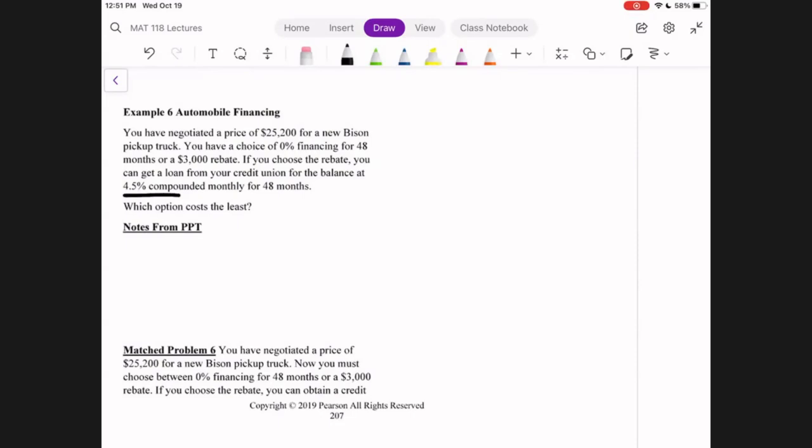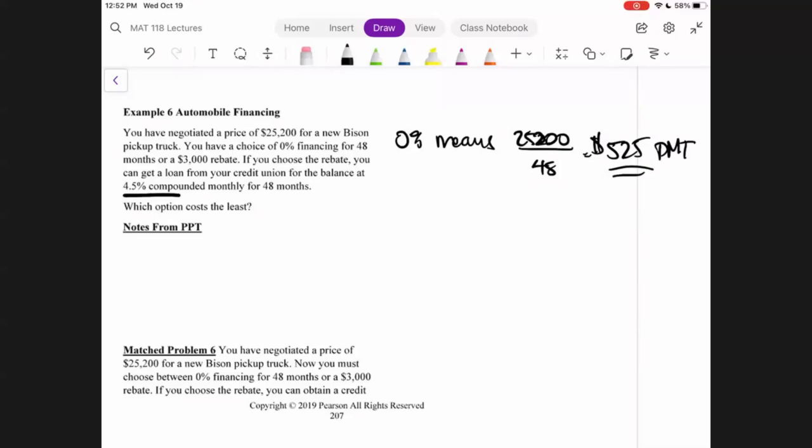Let's say you do 0% financing. With 0%, you're going to take how much the car is worth divided by how many months, and that would be your payment. So $525. That's your payment. But if you want to do the rebate, right? The rebate will be $3,000.